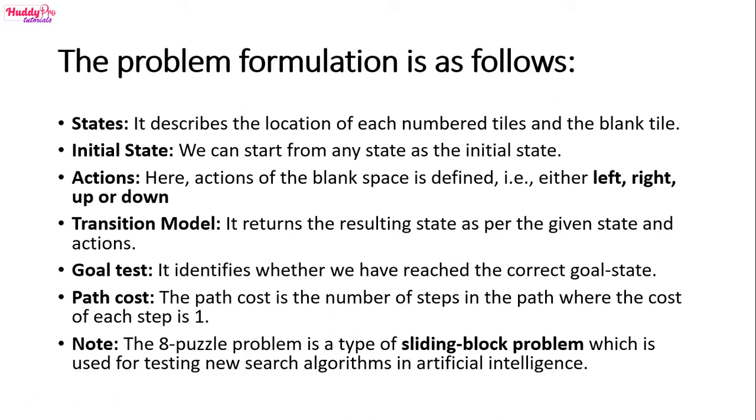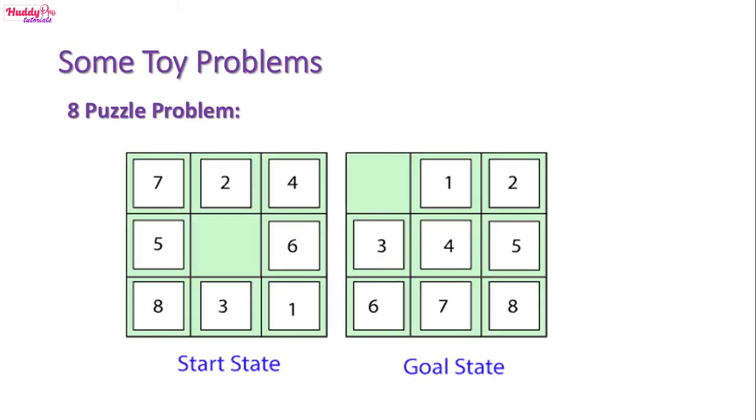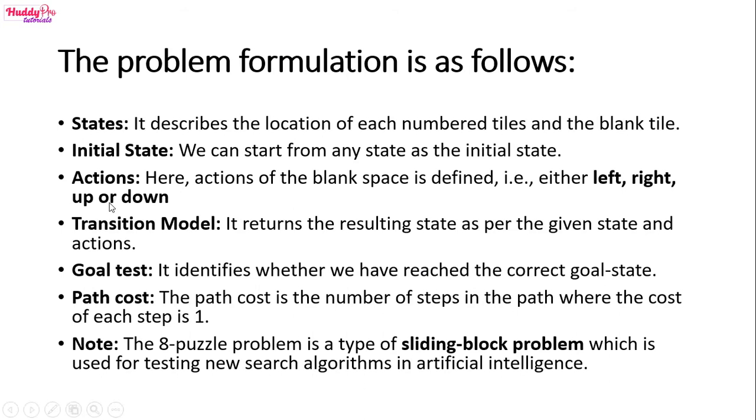Then we have actions. Now the actions of the blank space are identified. You either slide the tile from its position to the left, to the right, up or down. So those are the actions that you do. You can slide 2 down, 3 up, 5 to the right, and 6 to the left. Those are the actions that a problem solving agent will make. Then we have the transition model.